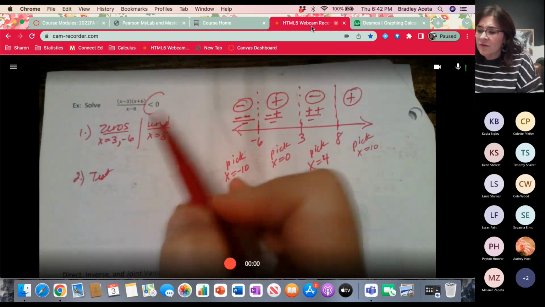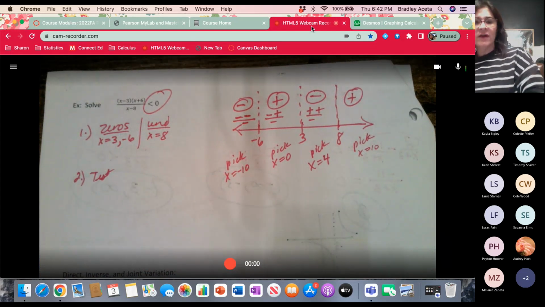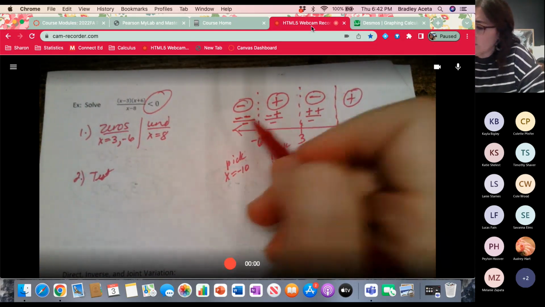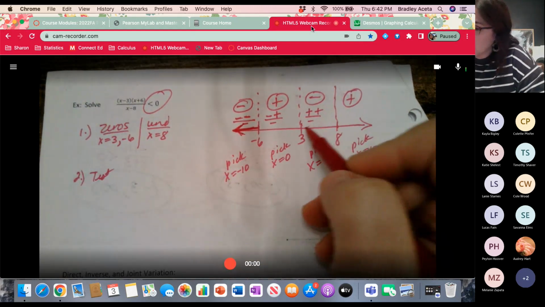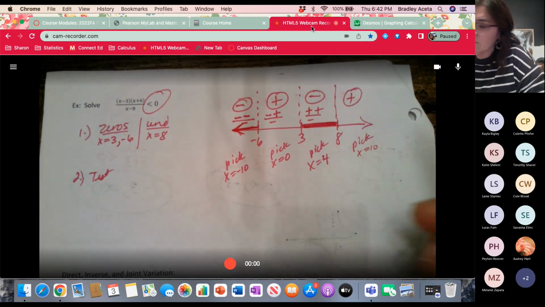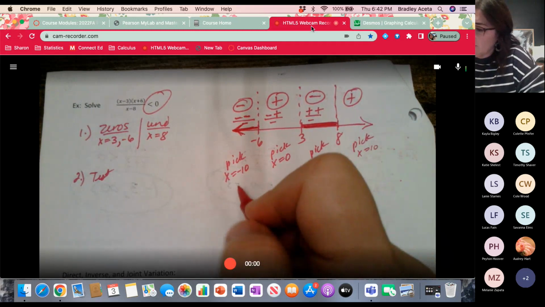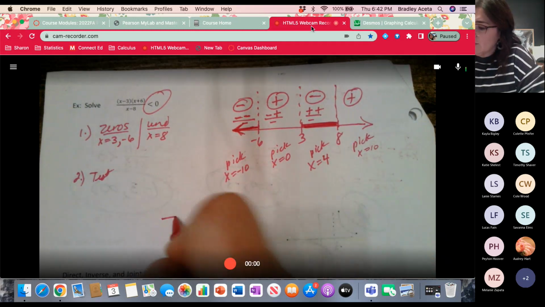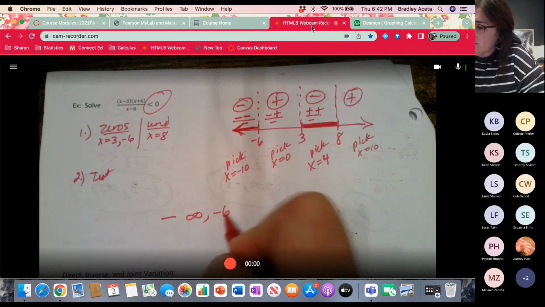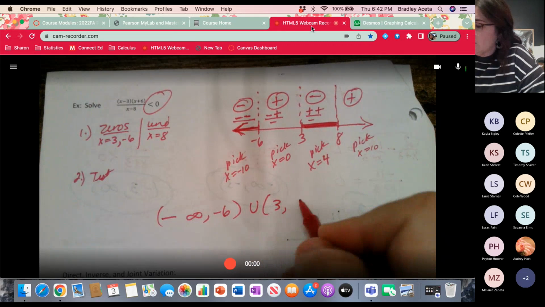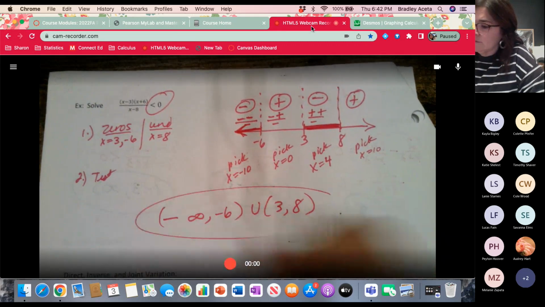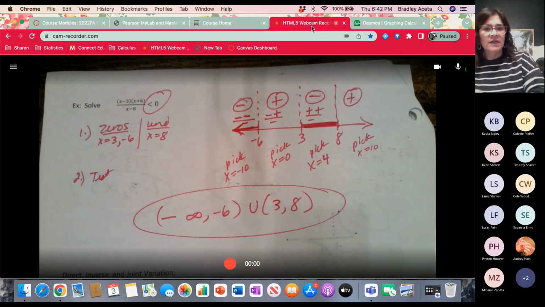And now answer the question, what values are less than 0? That would be here. And that would be here. So I would say my solution would be from -infinity to -6, united with 3 to 8. That would be the section.